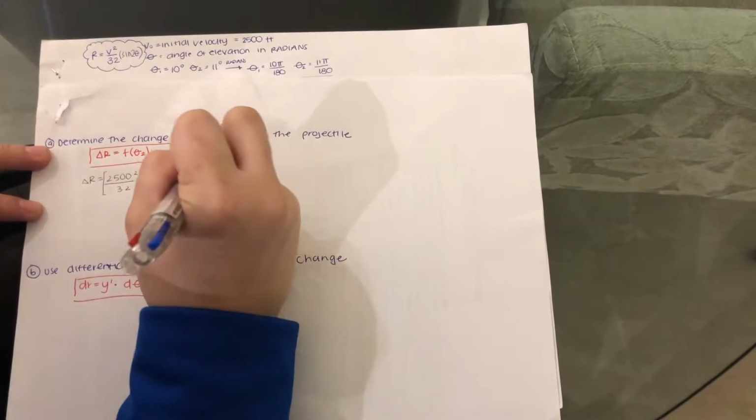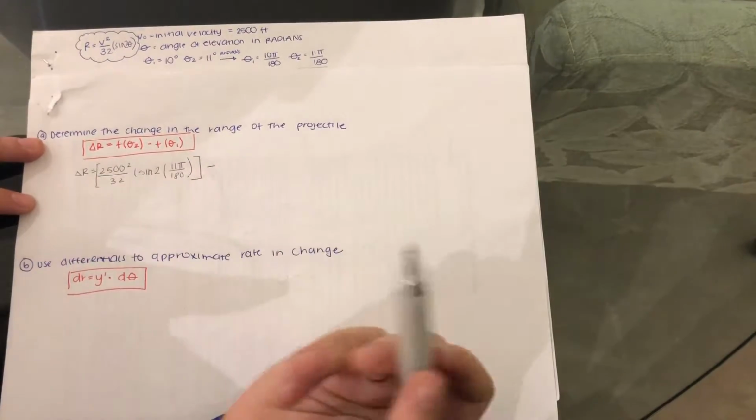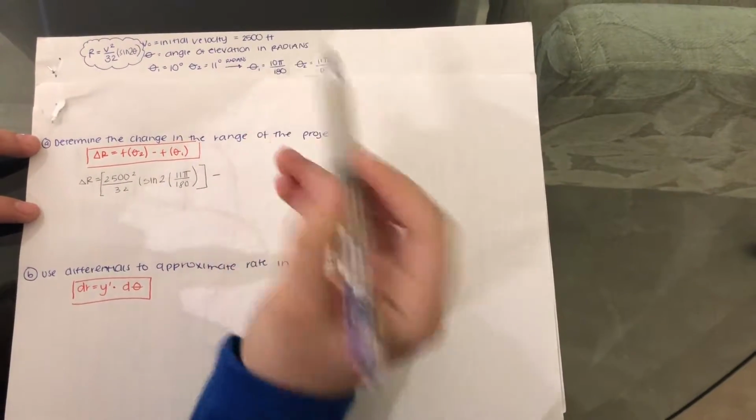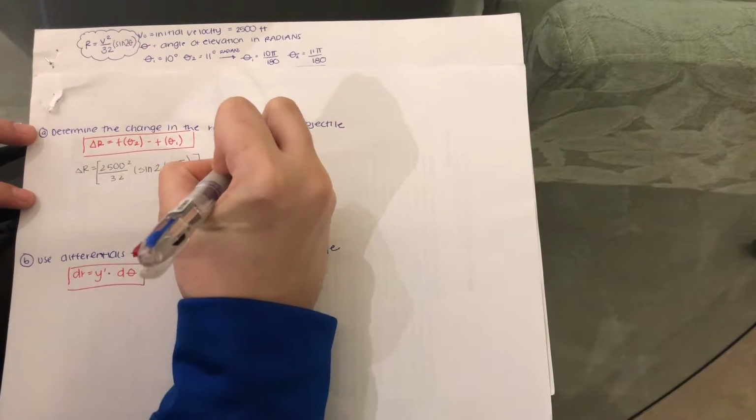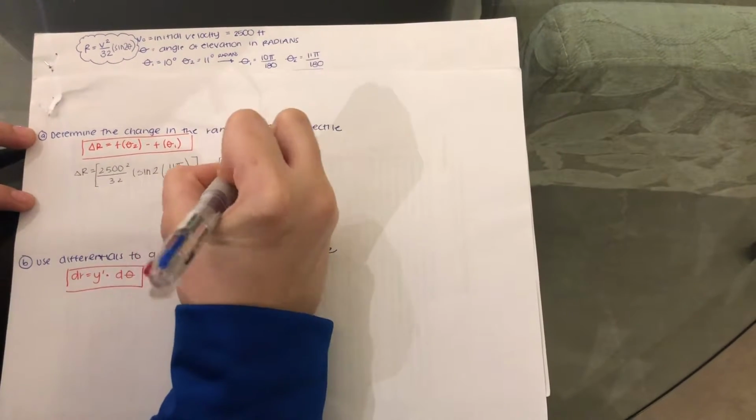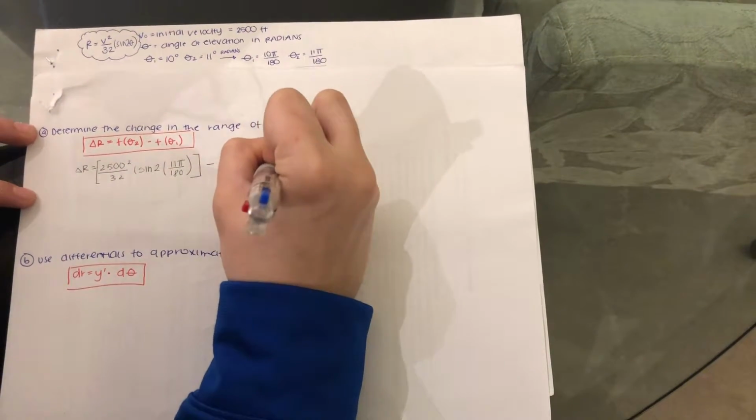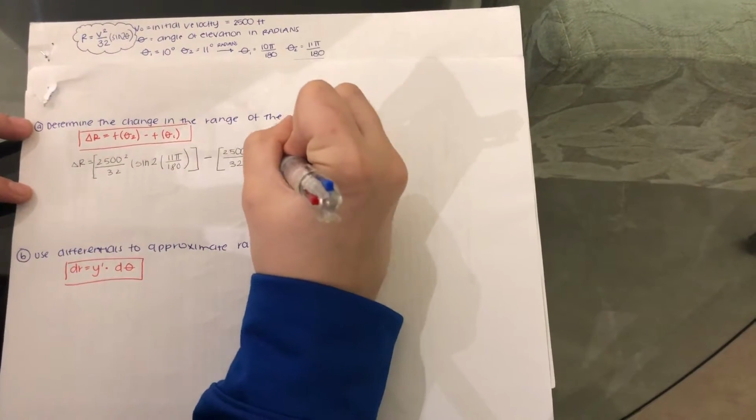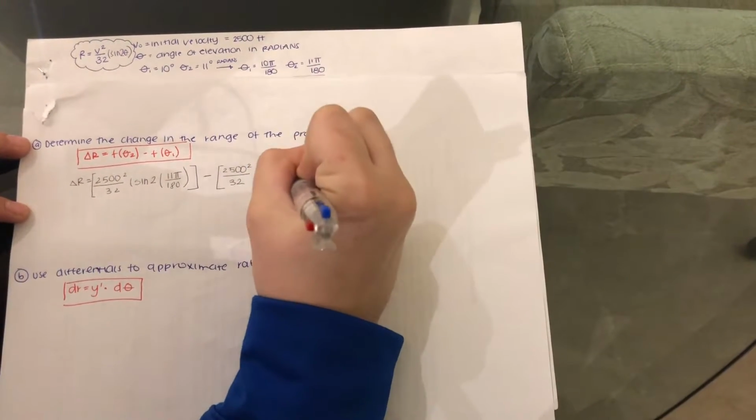And we do the same thing. This is one part, and we're going to do the same thing minus, because we have these, we're going to do the same thing for the other one. So we know our initial velocity is 1,500 squared over 32 multiplied by sine 2 times 10 pi over 180.